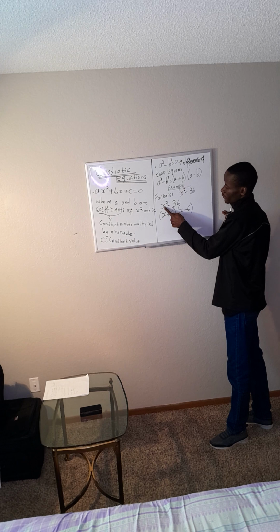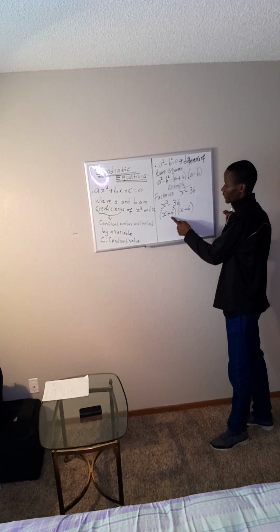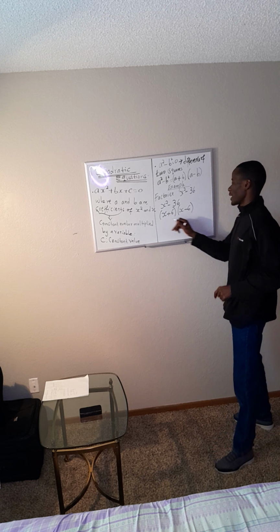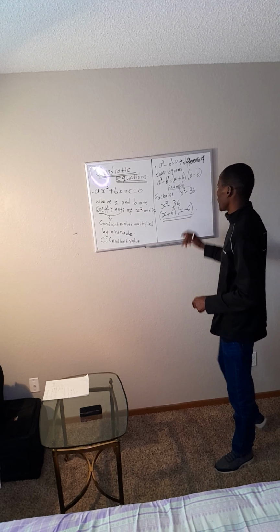So this is how you factorize a difference of two squares. Simply look for the square root of this, which is x, and the square root of this, which is 6. Write them in two brackets, then interchange the signs. One must have a positive, the other one a negative. So this is how you factorize that.